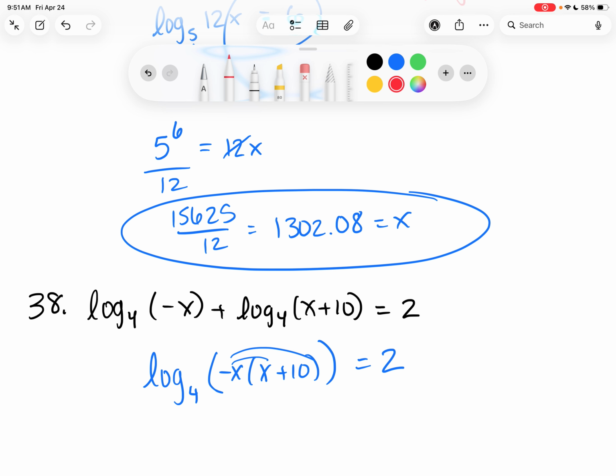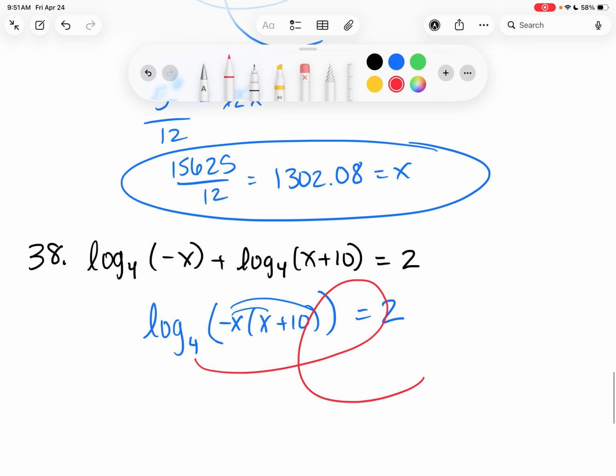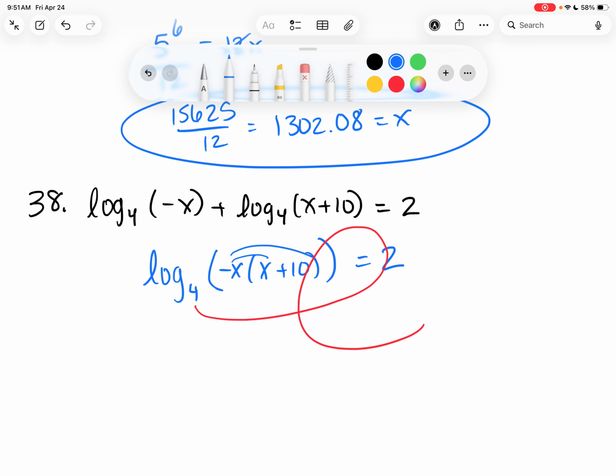So I have a log. I'm still using an exponential to solve. We start down here. 4 squared is equal to everything that's inside the log. So 4 squared, if you wanted to go ahead and write that as 16, you could. I'm going to distribute this negative x, so negative x squared minus 10x.